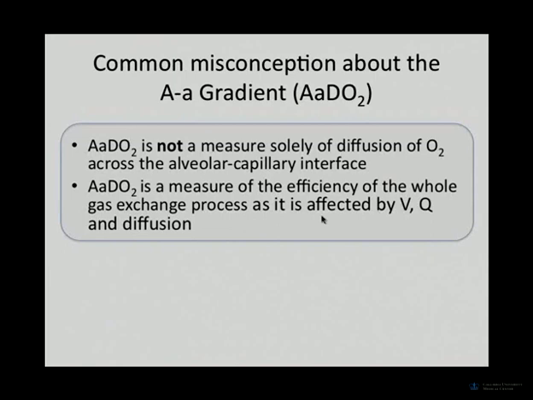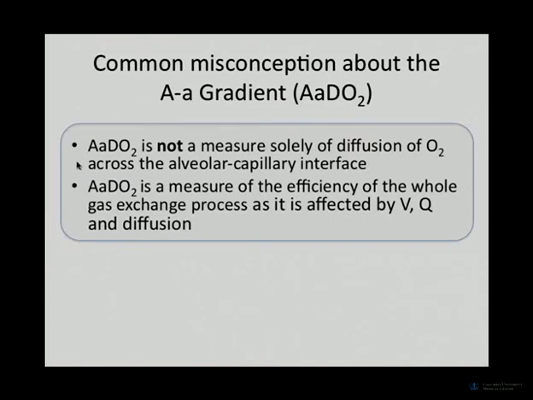There's this D in the AA gradient. Don't think of the AA gradient as a measure of a diffusion problem alone. It is a measure of gas exchange. And VQ mismatch with a perfectly normal membrane is going to raise the AA gradient. Diffusion raises the AA gradient, but don't think of them as exactly the same thing. If you see a high AA gradient, it could be diffusion. We just learned that. It could be VQ mismatch. And it could be shunt, right?